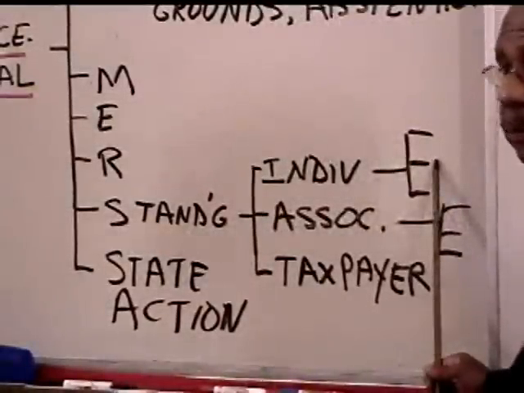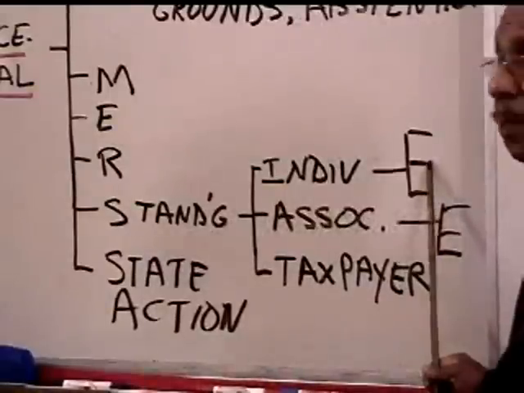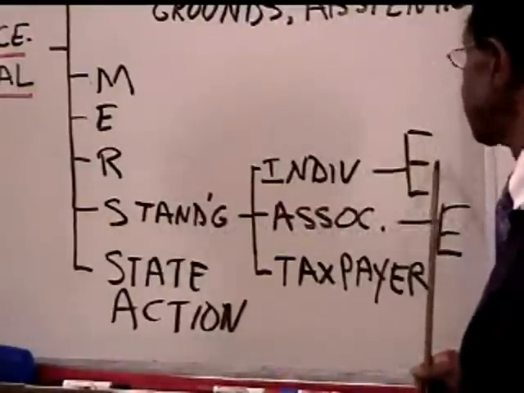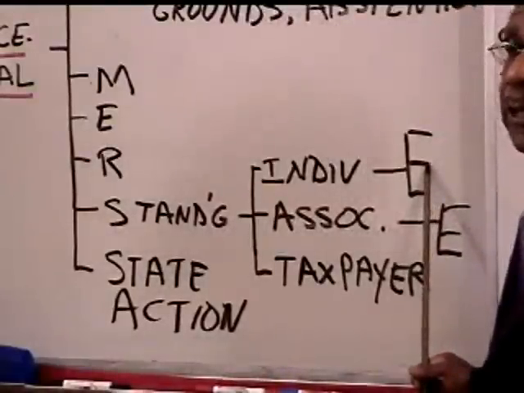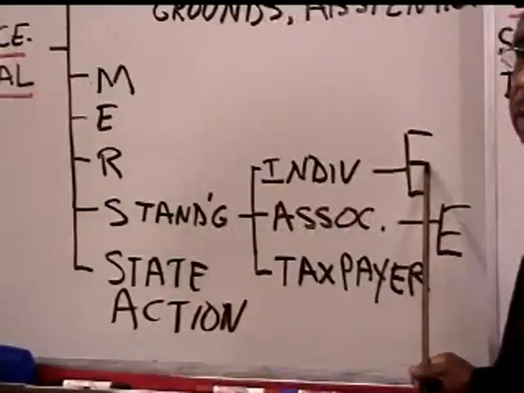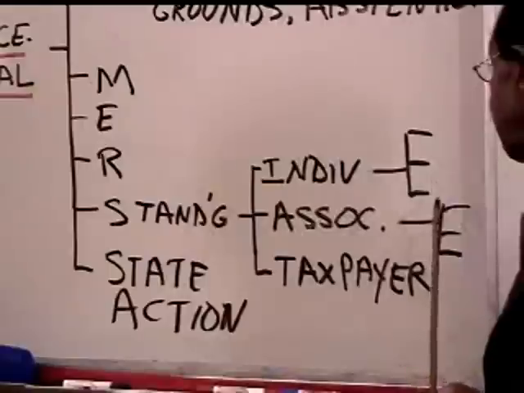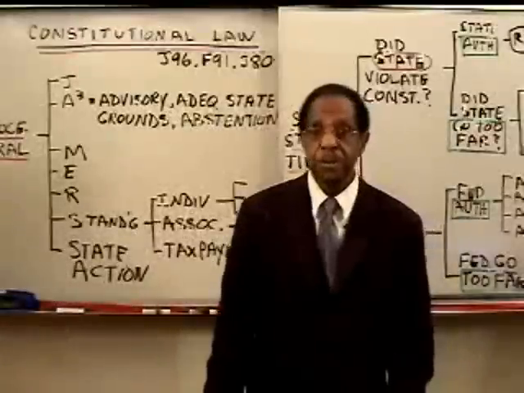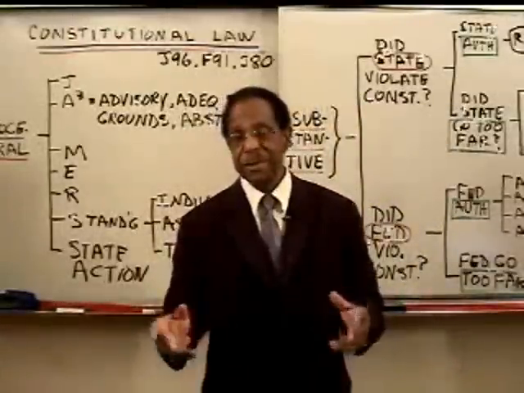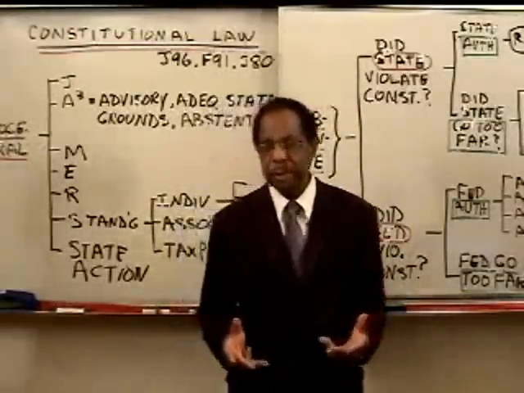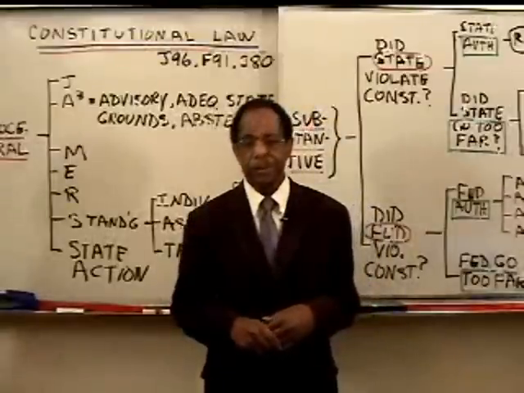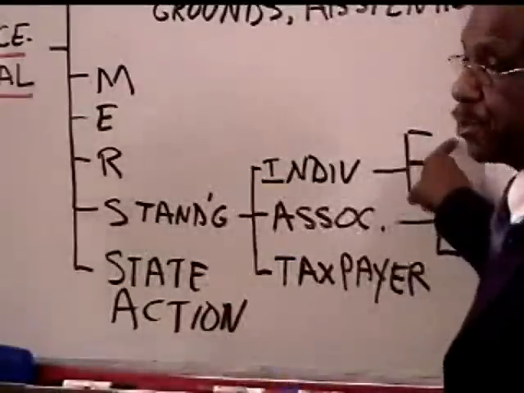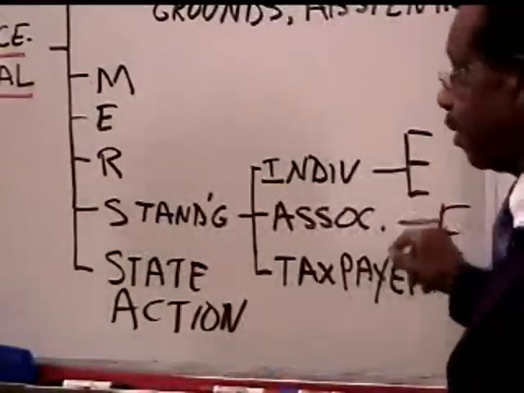Secondly, causation. Injury in fact, you've been injured. Secondly, causation: your injury was caused by a violation of the Constitution. And the third requirement is redressability. That is, if you get the remedy you are seeking, it will redress the problem, the injury, or the imminent harm that you're about to incur. So the three requirements for individual standing are injury in fact, causation, and redressability.